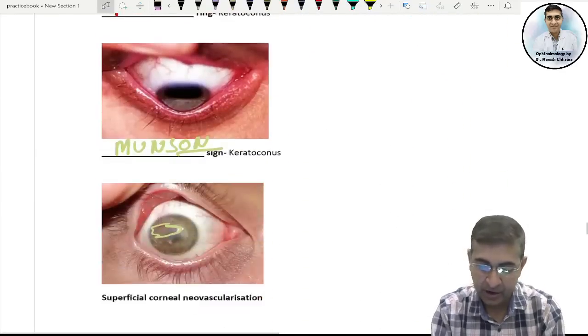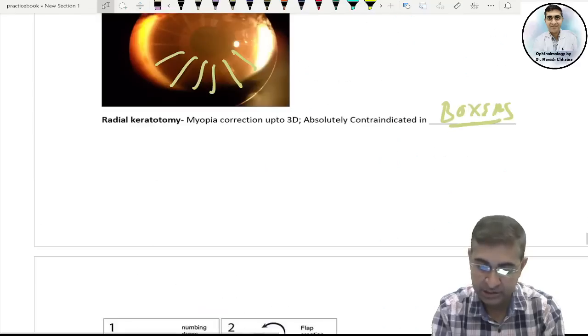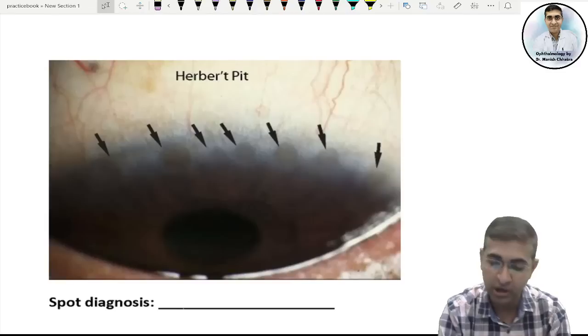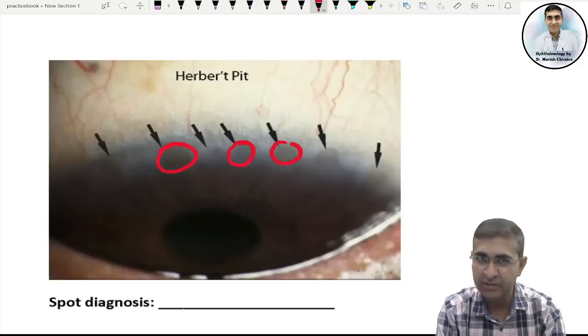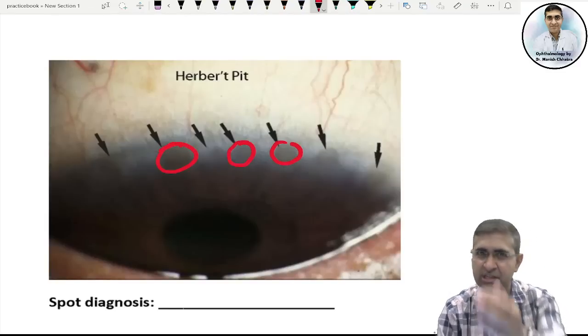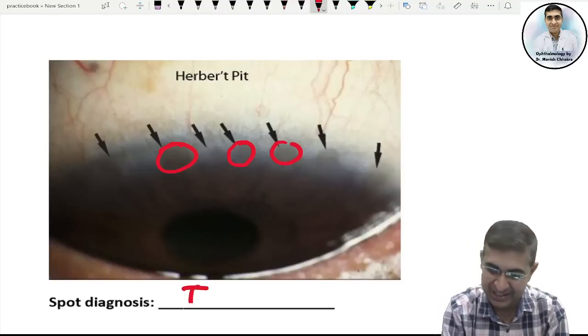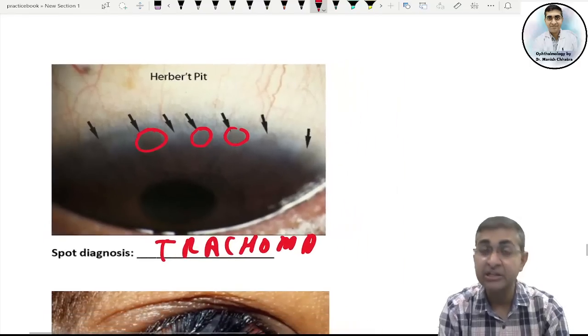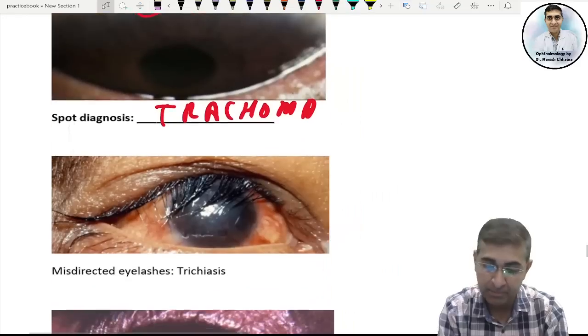All right, now coming over to the next image. Okay, so this is Herbert's pits. These are the scars which are present at the limbus. Can you tell me in which disease Herbert's pits are seen? Yes, it is seen in trachoma. These are actually the scars which are left by the limbal follicles.